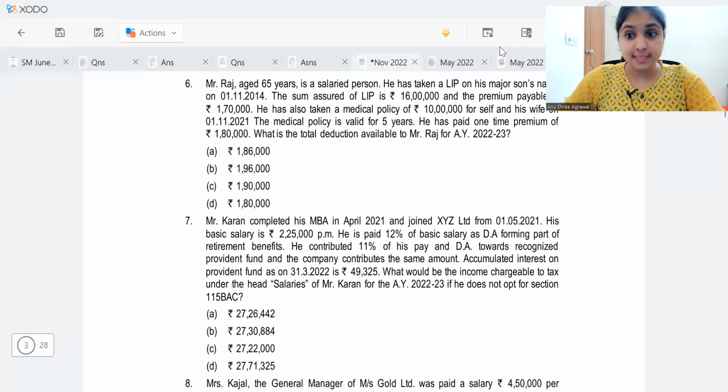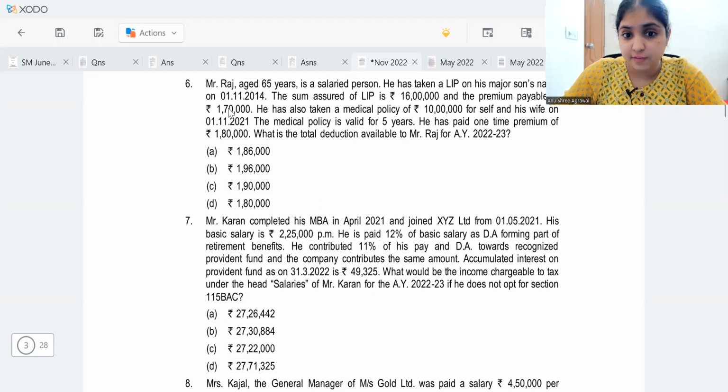Going to question number 6 now. This is a simple question. Mr. Raj, aged 65 years, is a salaried person. He has taken a life insurance policy on his major son's name on 1st November 2014. Sum assured of the life insurance policy is 16 lakhs and the premium payable is 1 crore 70 lakhs.